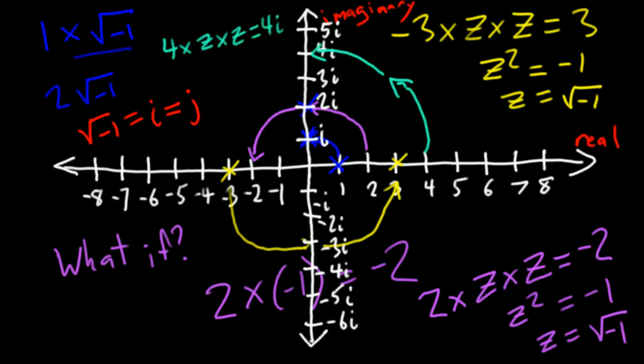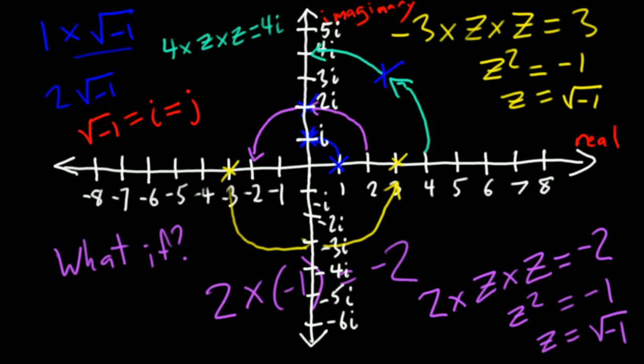And we could solve and find out that, yes, in fact, we can have a number that is right here, that is not on either axis. It's not a real number and it's not an imaginary number. It has some real component and some imaginary component. And we call these numbers complex numbers.